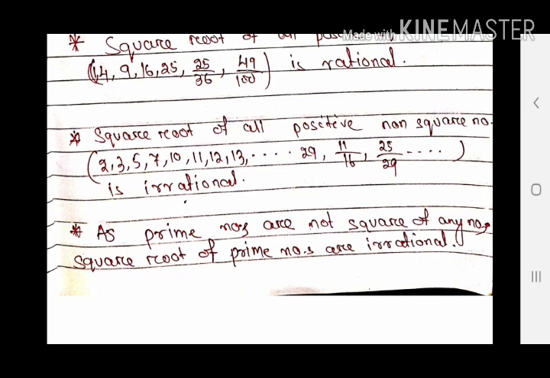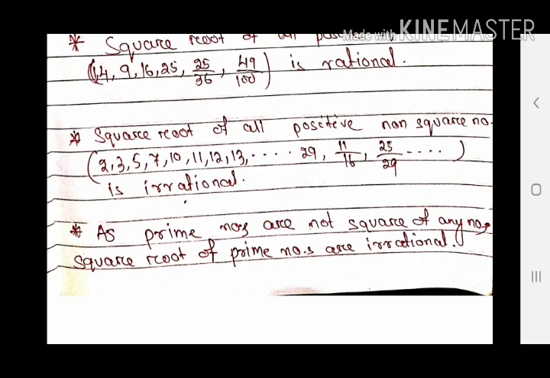Okay, I will summarize again, just listen carefully. Three sentences I will say. Square root of positive numbers is real. Square root of negative numbers is not real. Clear? Then in positive numbers two types of numbers come, square numbers and non-square numbers. Square root of square numbers are rational, square root of non-square numbers is irrational. In non-square numbers the prime numbers come, they are not squares of anything. So the square root of prime numbers is irrational.